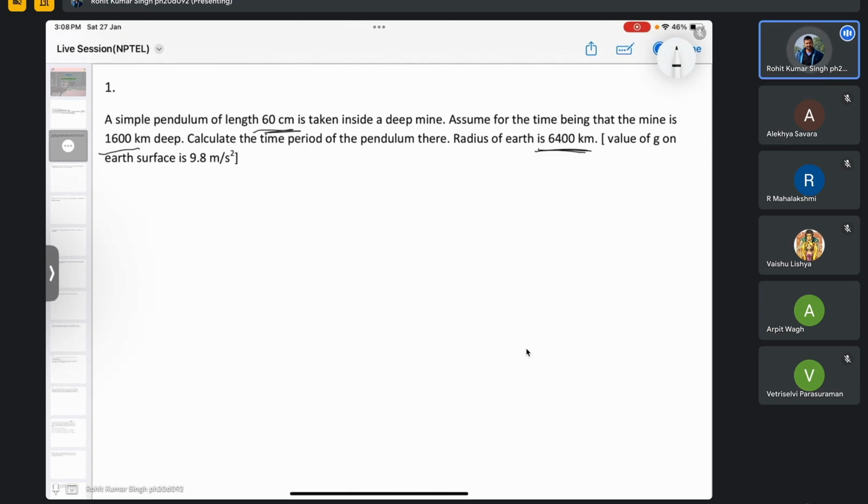This is the radius of the Earth. And the value of g, which is acceleration due to gravity on the Earth's surface, as you know, is 9.8 meter per second square. So these informations you have. Now, based on this, you have to calculate the time period of the pendulum inside the mine. So does anyone know how to do this?